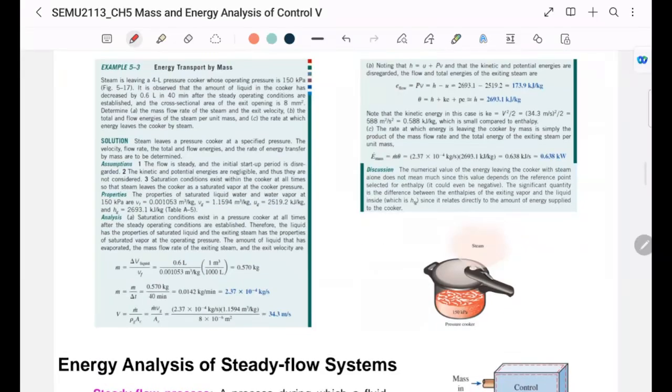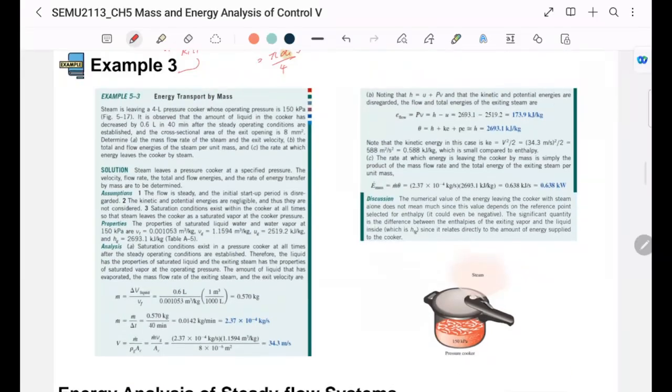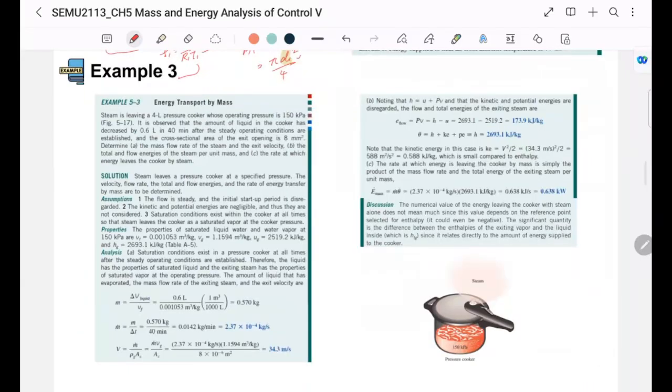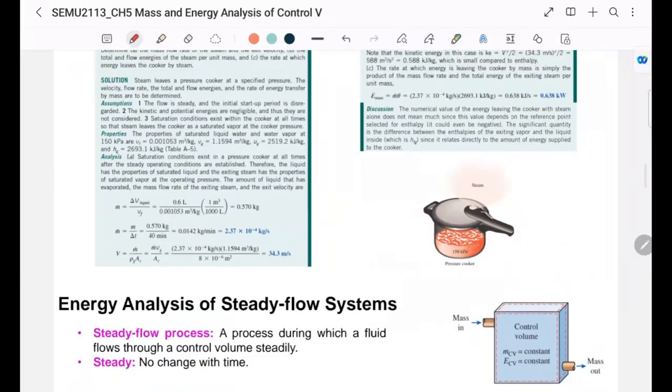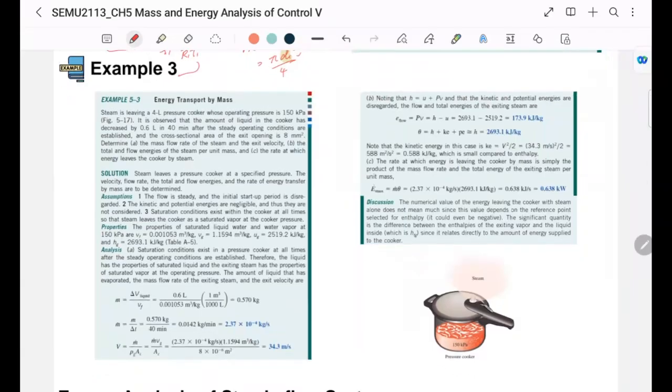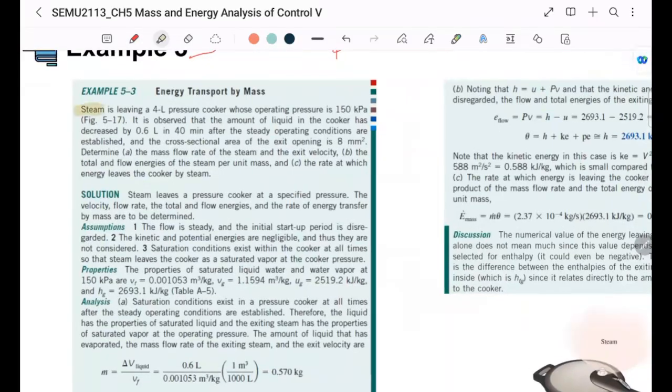Right then, let's look at another example. Yes, one more example before we move into the energy analysis for steady flow system. Okay, so quickly here. Now this is a steam. So a steam is a pure substance. It's not ideal gas. So therefore, any property we have to look from the steam table, the thermodynamic table.